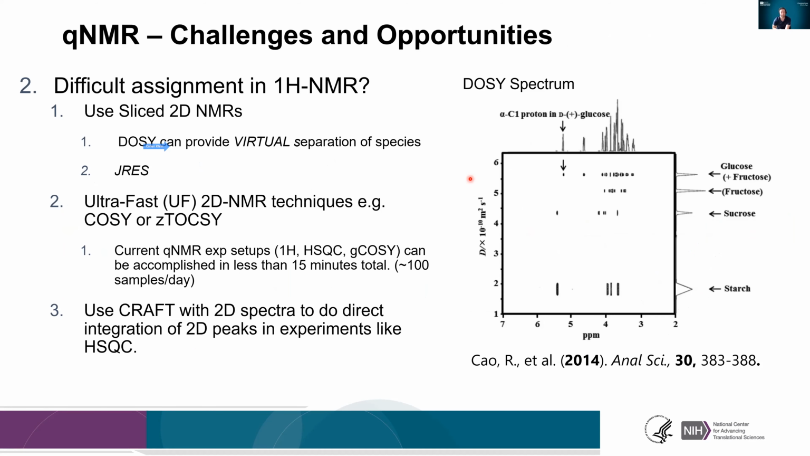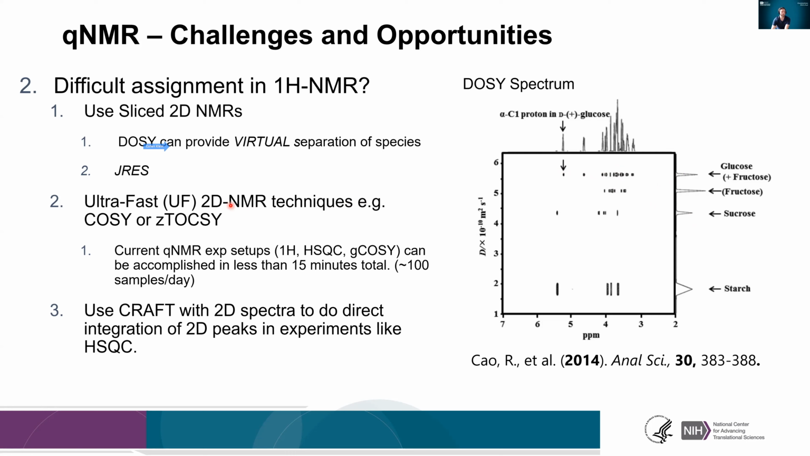So other ways that we are looking to address some of these challenges of assignment is using sliced 2D NMRs. So if you use a DOSY, which is shown here on the right, this is diffusion ordered spectroscopy, you can do a virtual separation based on their diffusion constants. So from that, you can identify all the peaks that are consistent with one species.